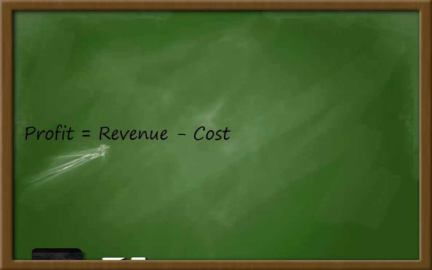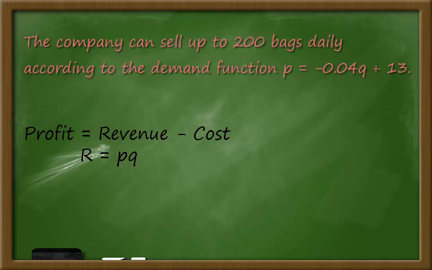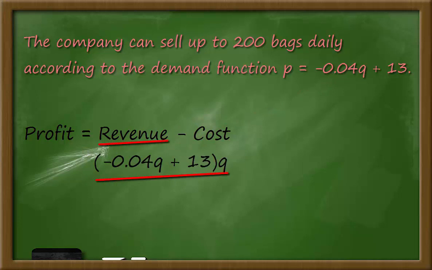The profit of a business is by definition equal to its total revenue minus its total cost. The revenue function is equal to P times Q, price times quantity. Since we're told that the demand function is given by P equals negative 0.04Q plus 13, this gets substituted in for P. Now we consider deriving the total cost function.